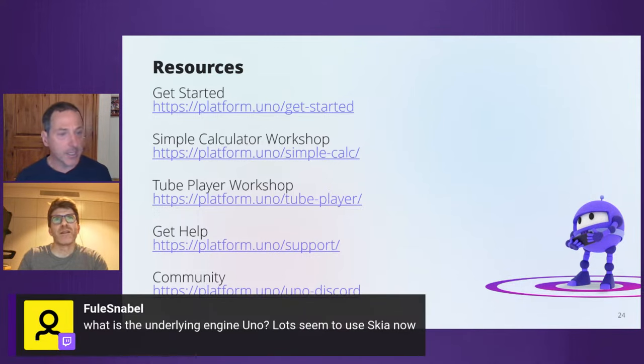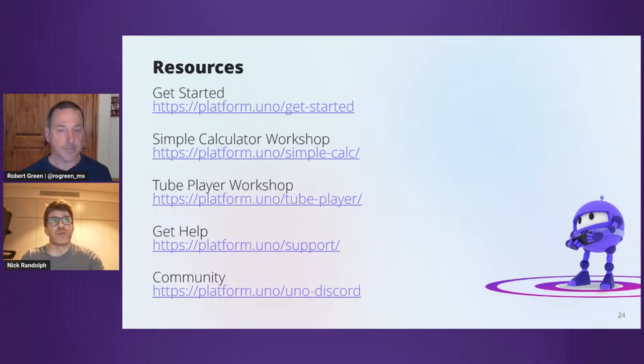Indeed. Fuel has another question. What is the underlying engine? Lots seem to use Skia now. So we do use Skia. You would have seen the GTK target that we had. That is Skia based. For the other platforms, iOS and Android, those make use of the underlying controls that are coming from the platform. So fundamentally, we're a similar approach to MAUI in the sense that we pick up the underlying controls and use those to render the UI. The big difference is that we make sure that things are pixel perfect so that you get the same UI across all of the platforms, as opposed to MAUI, which basically picks up the default style for those controls for the individual platform. So subtle differences in the approach there. We don't do custom rendering for those platforms.